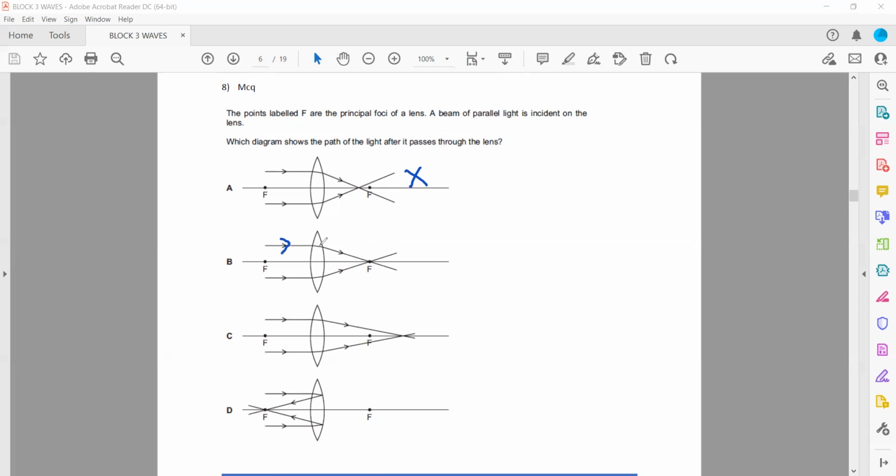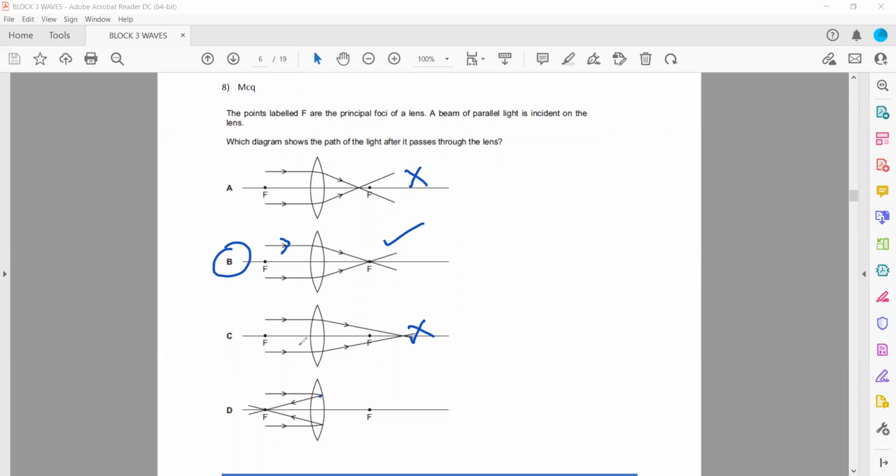Here, a parallel light ray, when it passes through a converging lens, always converges at the focus. So B is the right answer. C, again, is wrong, because it is not passing through the focus. And D is totally wrong. It shows the light is reflected back, and it is passing along the focus, but it is reflected back. But a lens is a refracting surface.